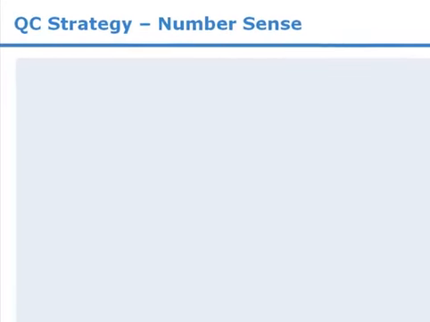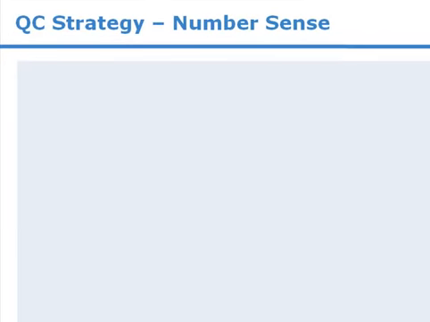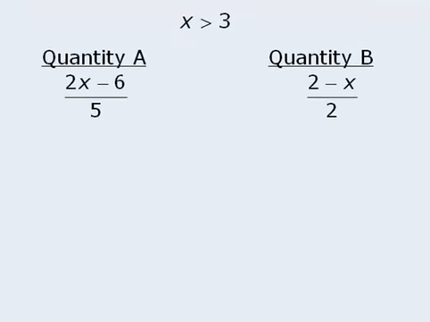Up to this point in the module, we've examined some systematic approaches to consider when answering quantitative comparison questions. In this lesson, we'll examine a strategy that can sometimes be the fastest and easiest approach. We'll call it the number sense approach. To set things up, please consider the following question. In fact, you may wish to pause the video now and try answering it before continuing.